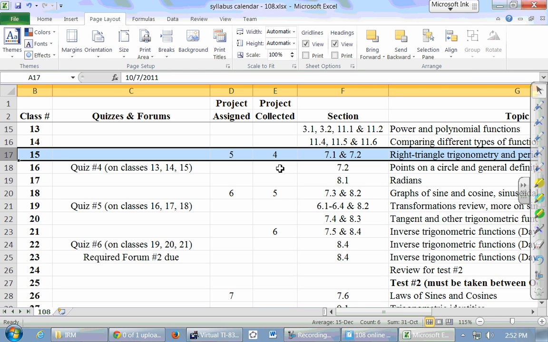So, welcome back. This is class 15. We talk about right triangle trigonometry and periodic functions.